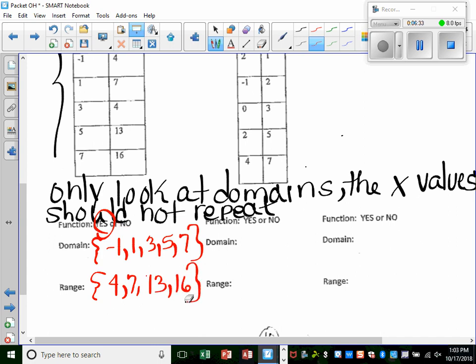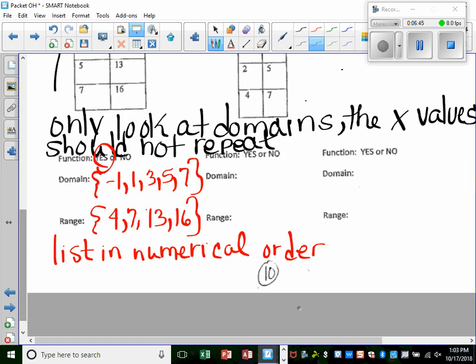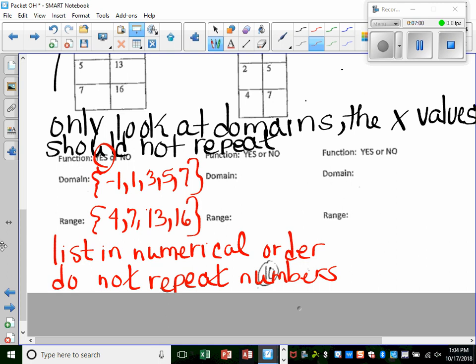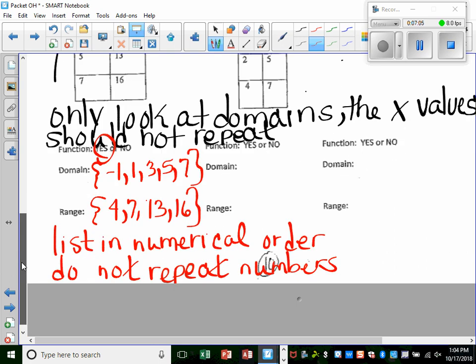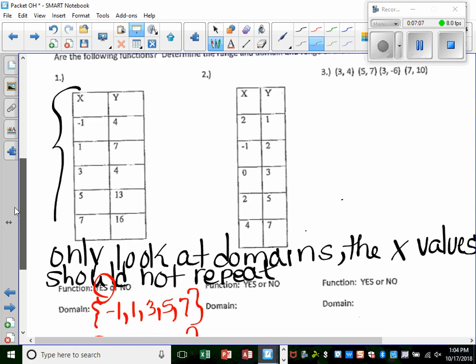So here I want you to put list in numerical order. All these little notes are important. And do not repeat the numbers. Okay, so if there's 2 1s, you're only going to write that one time. Okay, so all of those little notes are important. All right, let's take a look at table number 2.